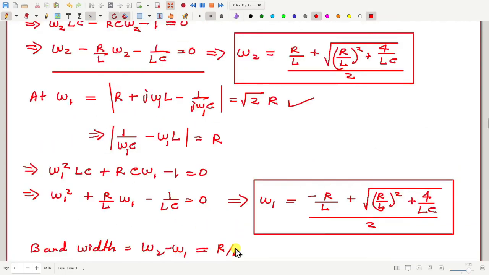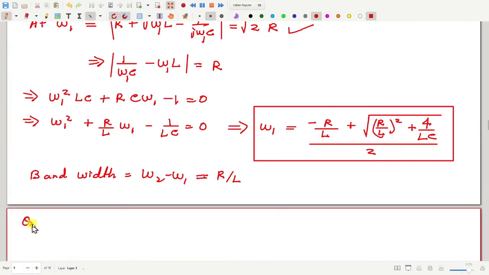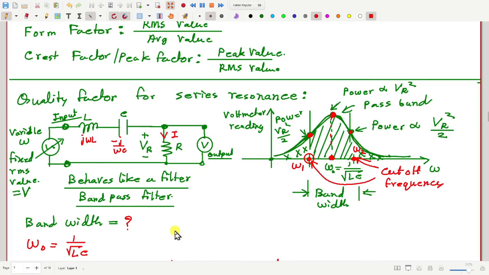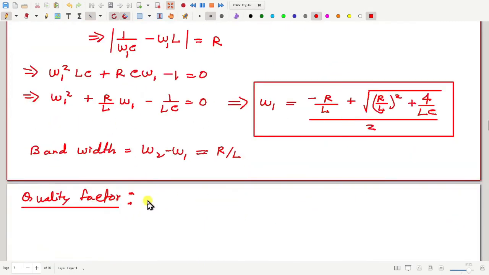Now one last thing here, quality factor. This is a measure of the goodness, how good this filter is as a filter. For a good filter, what may we expect? We expect that only a particular frequency is passed and all other frequencies are blocked. Therefore the narrower this pass band is, the better the filter is, the more selective the filter is. So we want a smaller bandwidth.